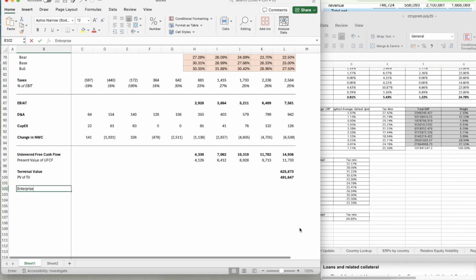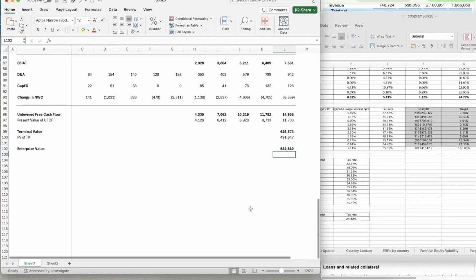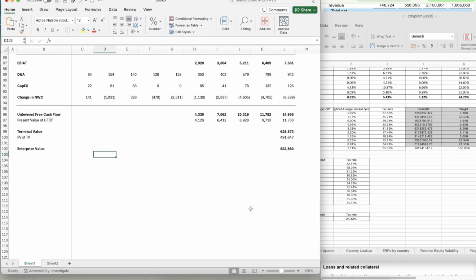Then we want the enterprise value. We just sum up the present value of the terminal value and the present value of the unlevered free cash flow. So an enterprise value of nearly 530 billion.